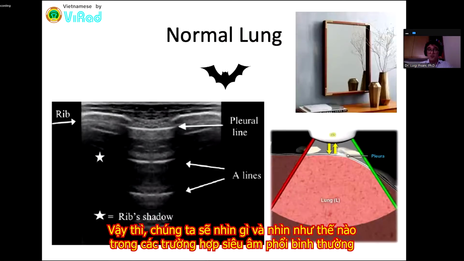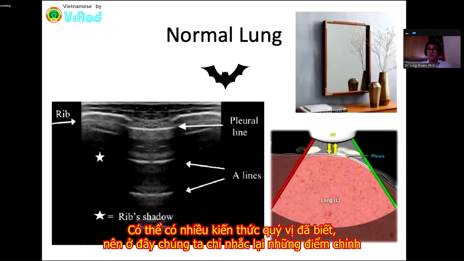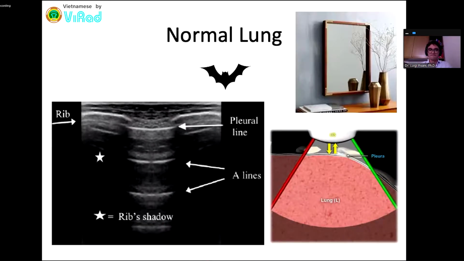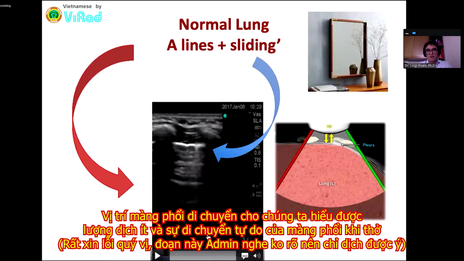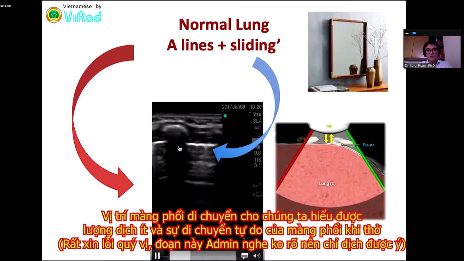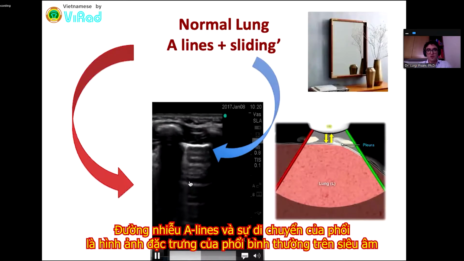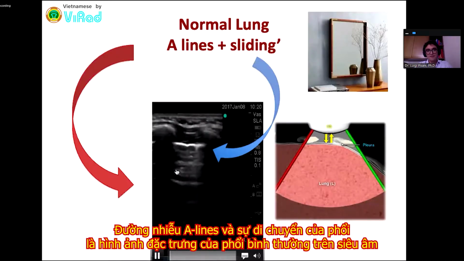So what do we see in a normal lung? Maybe many of you already know this, but let's recap very fast. We have A lines and lung sliding, where by lung sliding, we mean this movement of the pleural line due to the respiratory breath of the patient. So A lines and sliding characterize the normal lung on ultrasound.